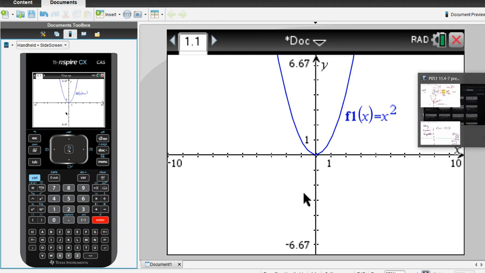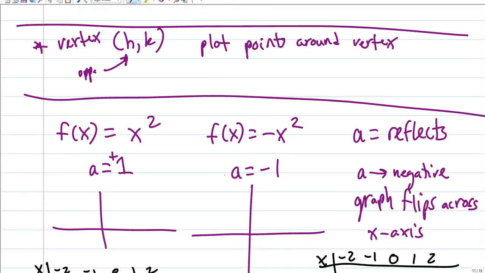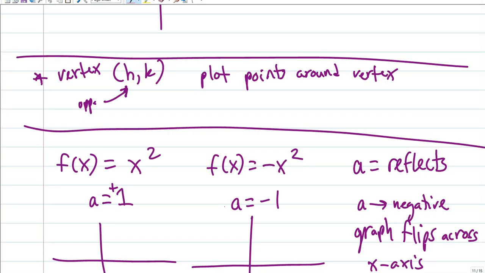Come back to this in a minute. Let's get back to our notes. So now what? We should know the vertex. We need to know how to plot the vertex and then plot some points around the vertex. The vertex is h and k. Don't forget the h is opposite, but that's our first step. Our second step, once I plot the vertex and some points around it, is just to double check the a.